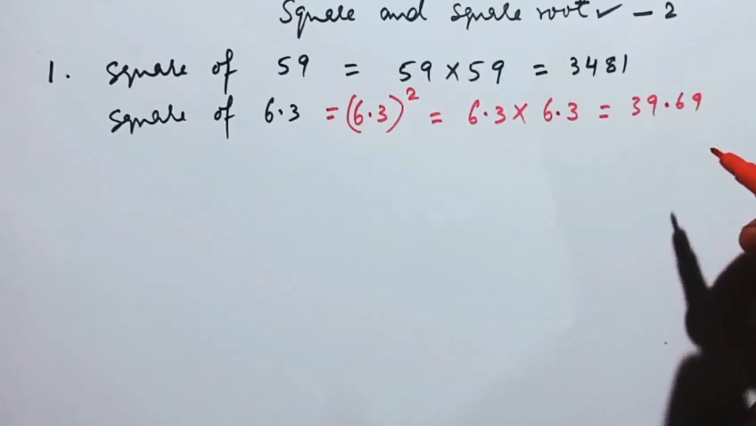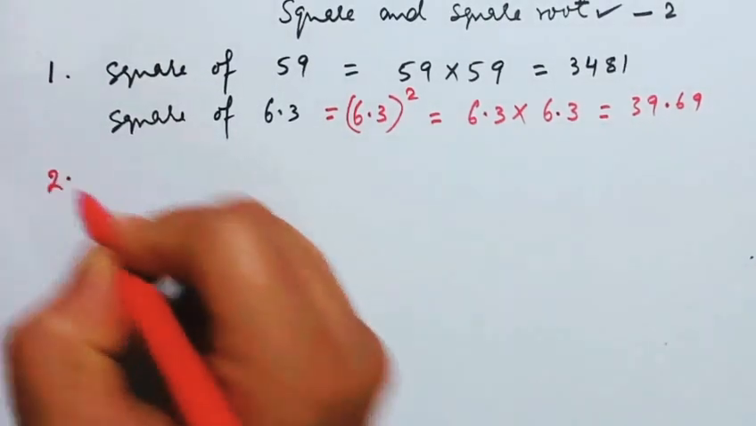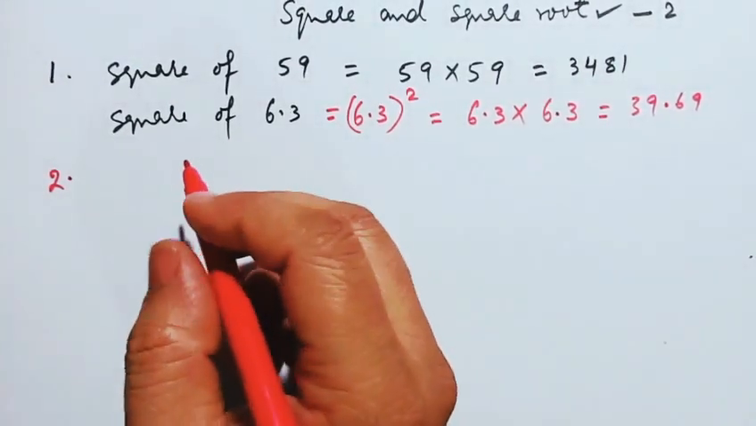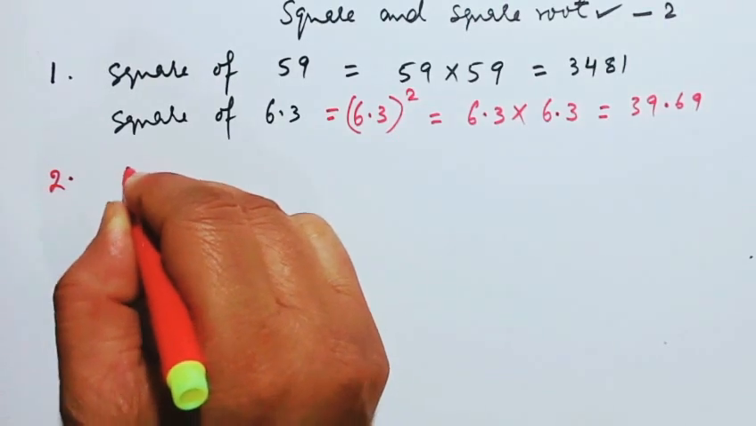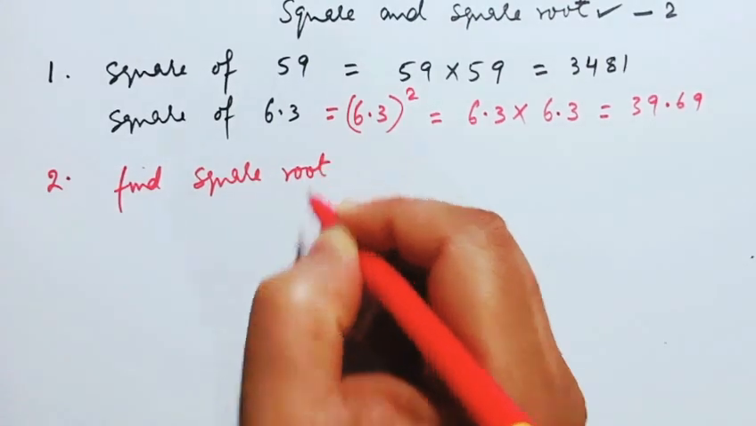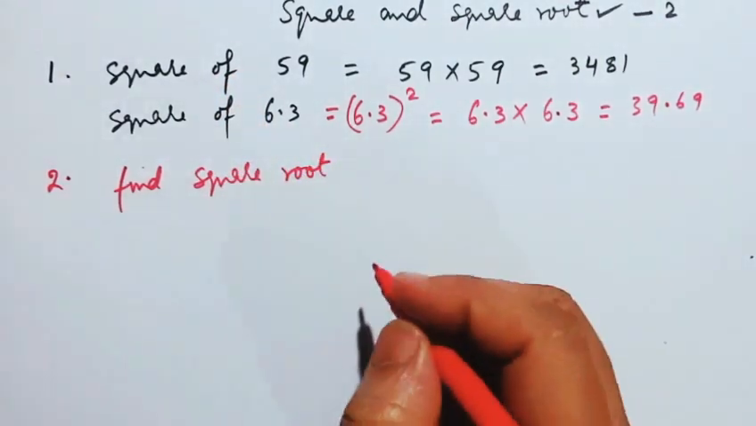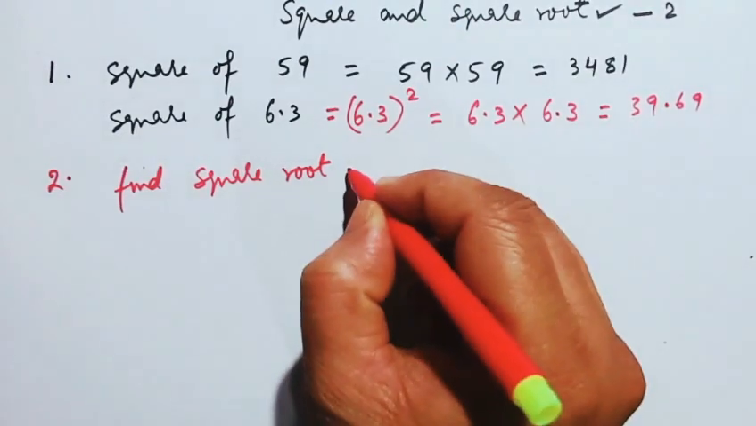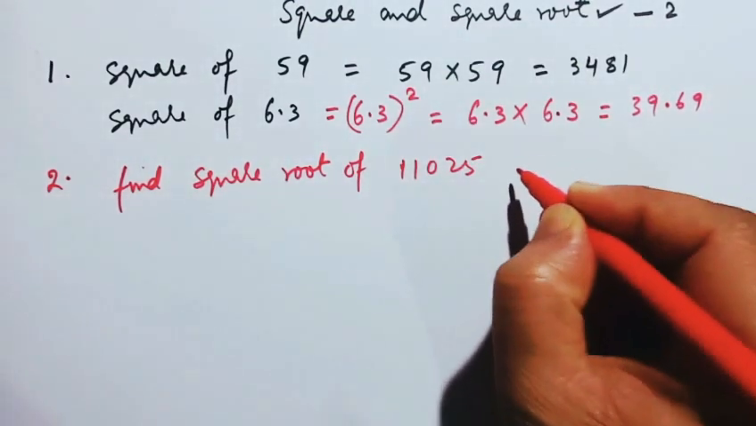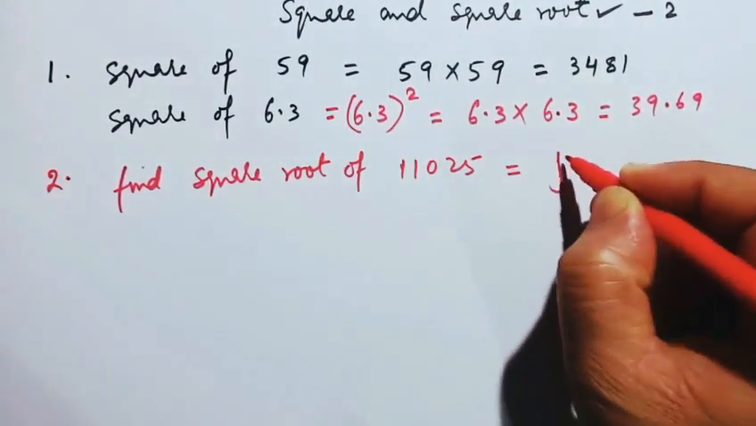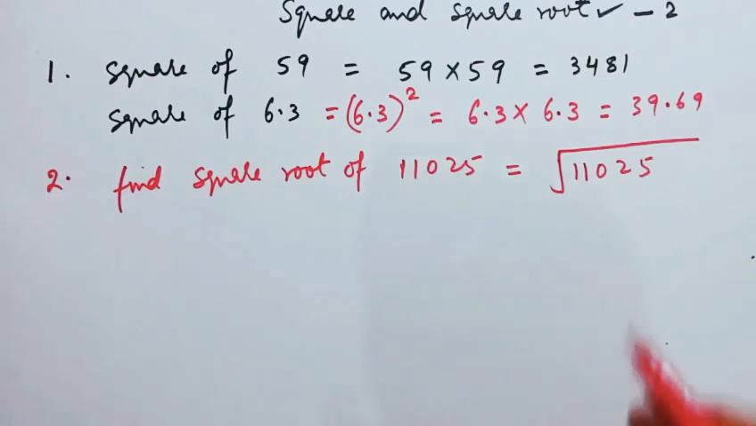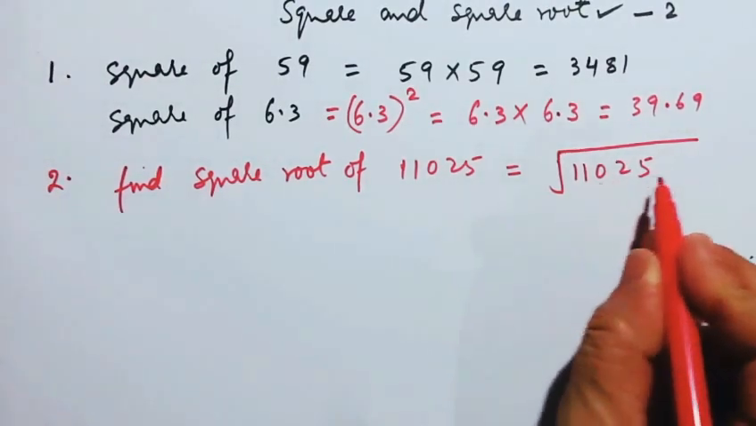Clear? Now come to number 2. Number 3 you can do it yourself. By splitting into prime factors, find the square root of 11025. First they have given you square and then find the square root. So the square root of 11025 will be written in this form.